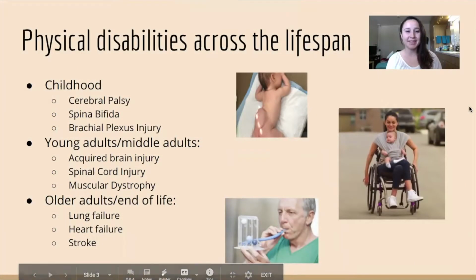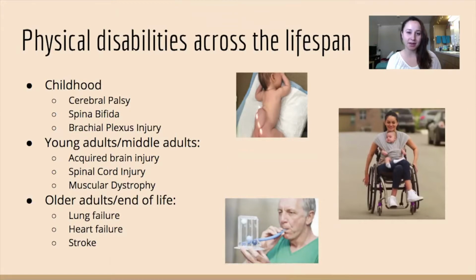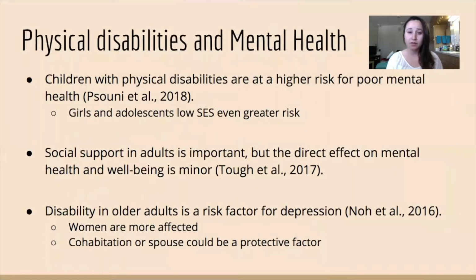Thanks, Salma. So now we'll talk about physical disabilities across the lifespan. Ranging from childhood to end of life, there are different disabilities that are more common within different age groups. In childhood, you're more likely to see cerebral palsy, spina bifida, brachial plexus injury. For young adults and middle adults, it's more common to see acquired or traumatic brain injury, spinal cord injury, or muscular dystrophy. For older adults, end of life, it's more common to see lung failure, heart failure, or stroke.